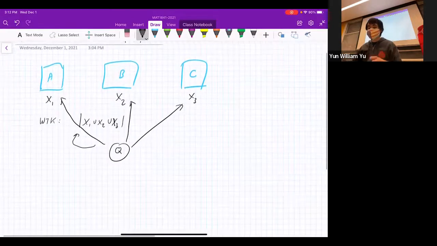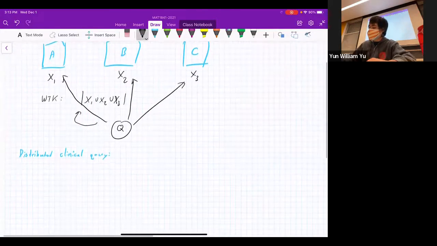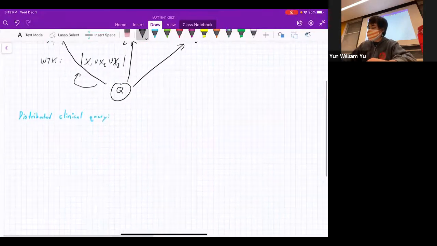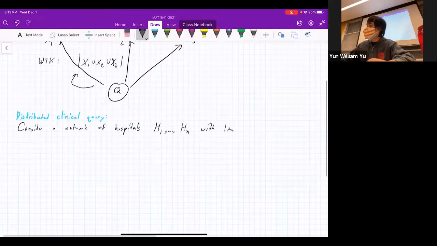Okay, and so there are a couple ways you can do this. Let me formalize a little bit more. So we have this distributed clinical query. A little bit more formally, we have a network of hospitals. Let's call these H1 through Hn with limited communication.